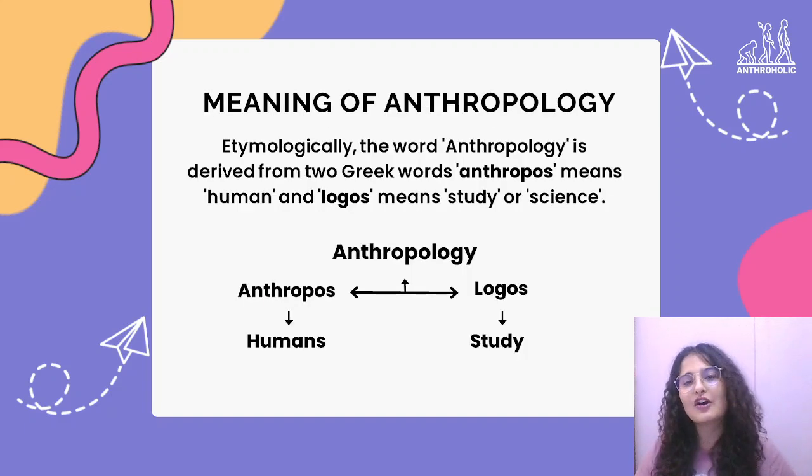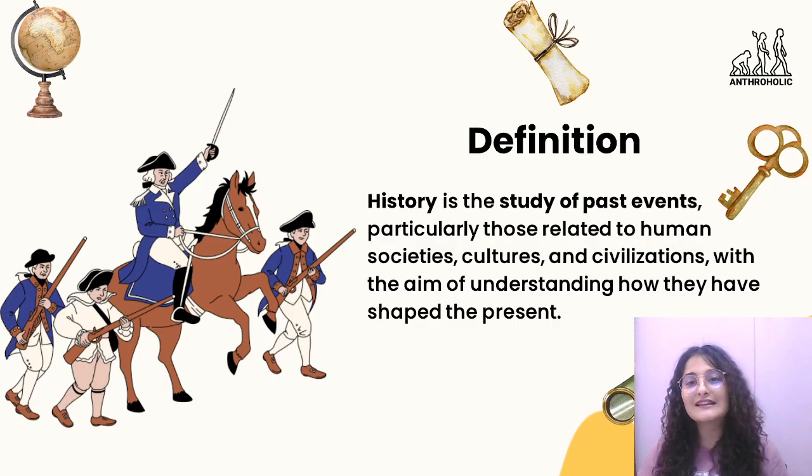But if we look at the meaning of anthropology, etymologically, the word anthropology is derived from two Greek words. First is anthropos, which means human, and logos means the study or the science. So the study of humans or the science of humans is what anthropology is. The study of human behavior, human existence, all of that comes under the umbrella of anthropology. Now, if we look at the definition of the two, history is the study of past events.